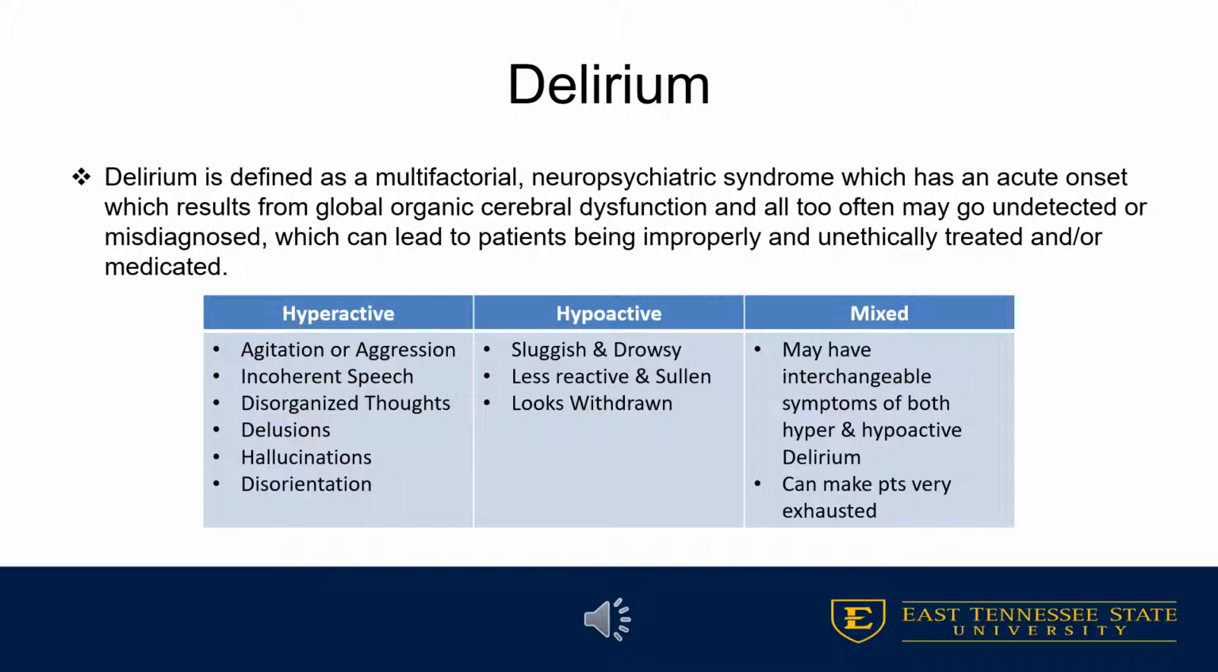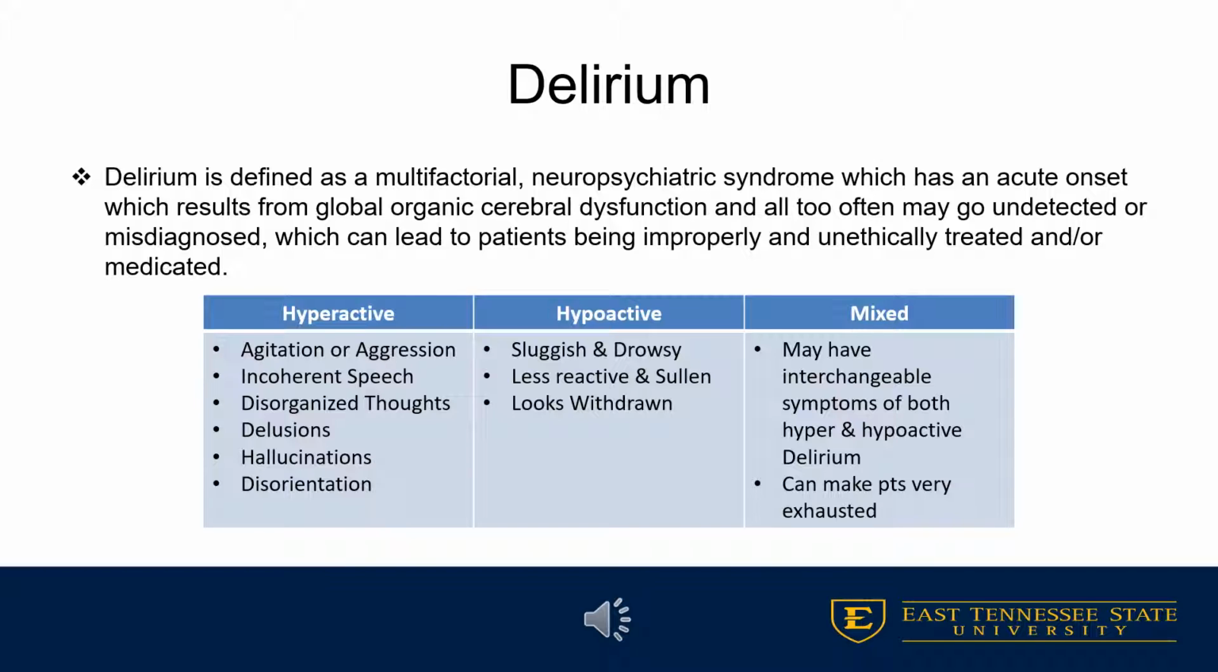Delirium is defined as a multifactorial neuropsychiatric syndrome which has an acute onset that results from global organic cerebral dysfunction and all too often may go undetected or misdiagnosed, which can lead to patients being improperly and unethically treated and/or medicated.